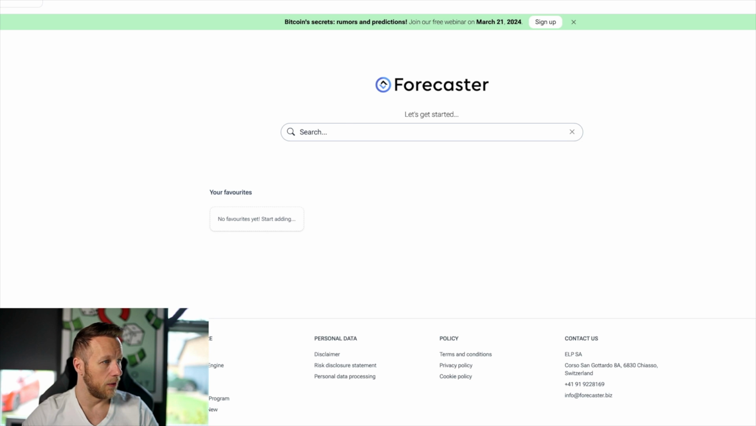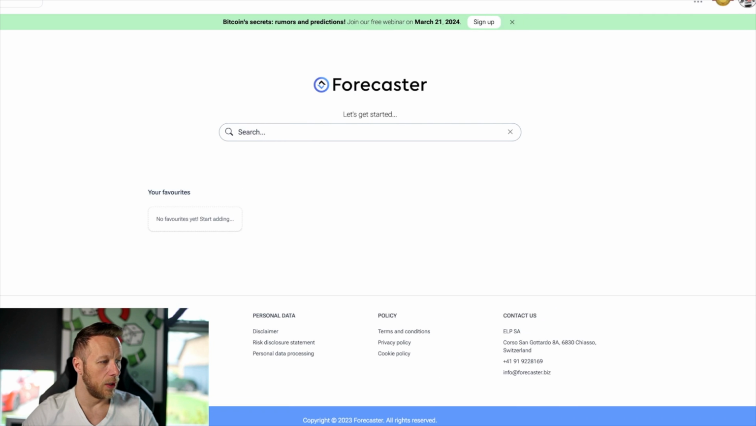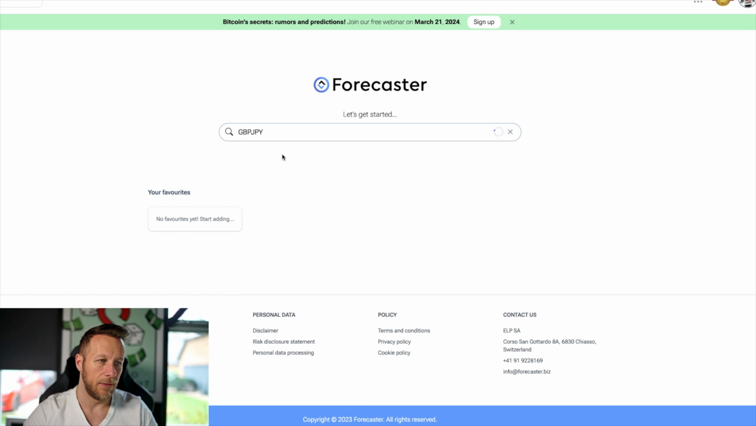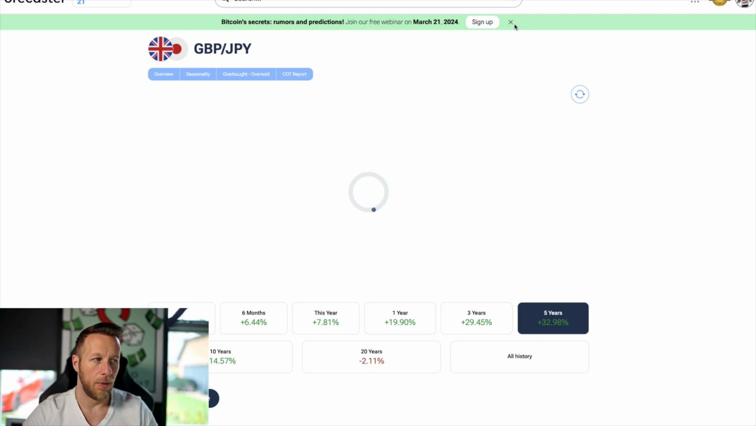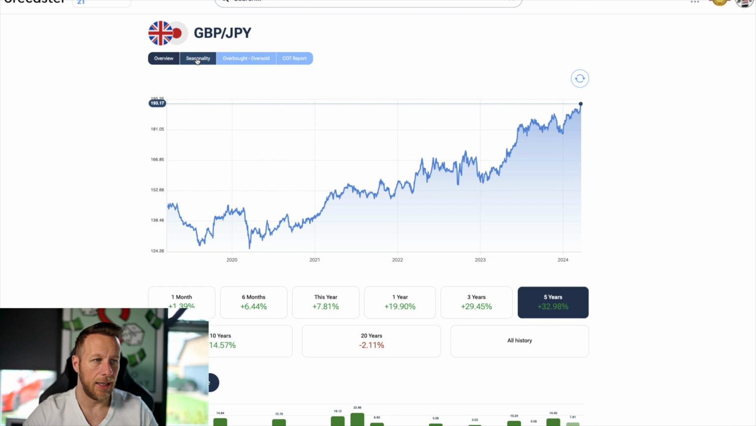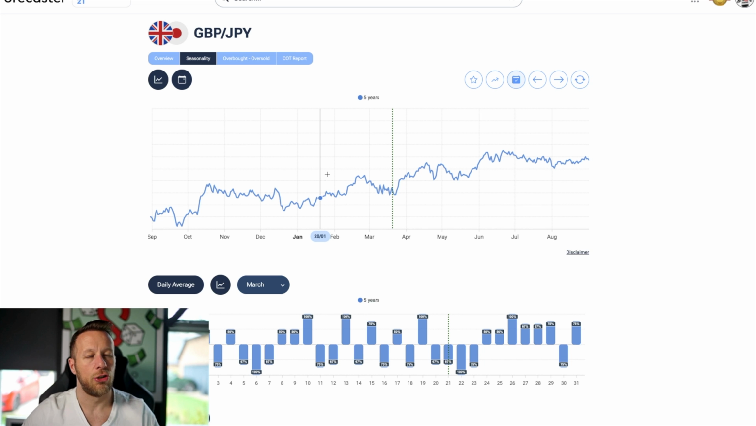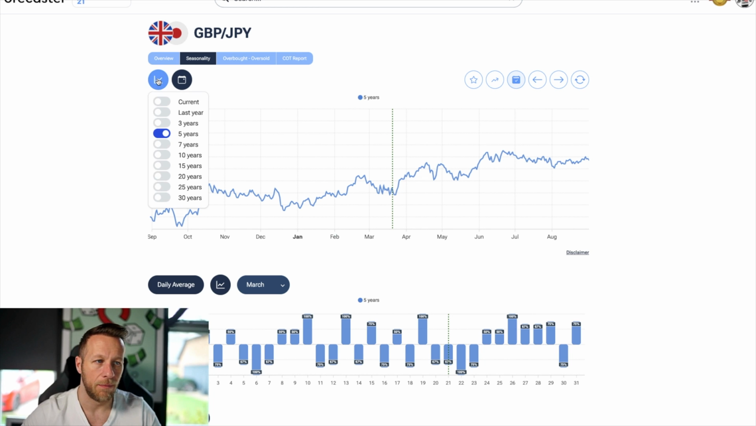Well, look, one of the things I'm going to share with you is this tool, which you guys should all know about now because I've spoken about this tool many times before. This is Forecaster, and if we actually look for pound yen, one of the things I want to take a look at is just the seasonality, and the seasonality will show us historical trends of how price moves in seasons, in different periods of time.